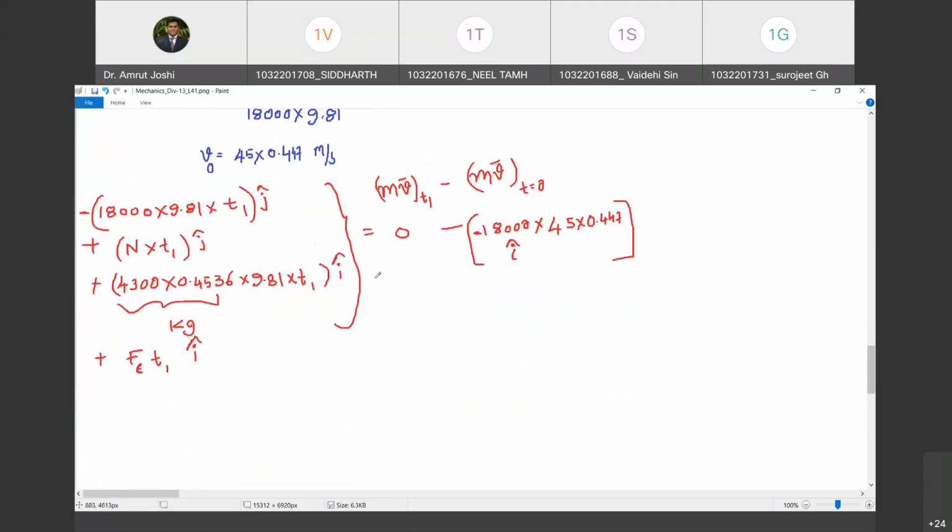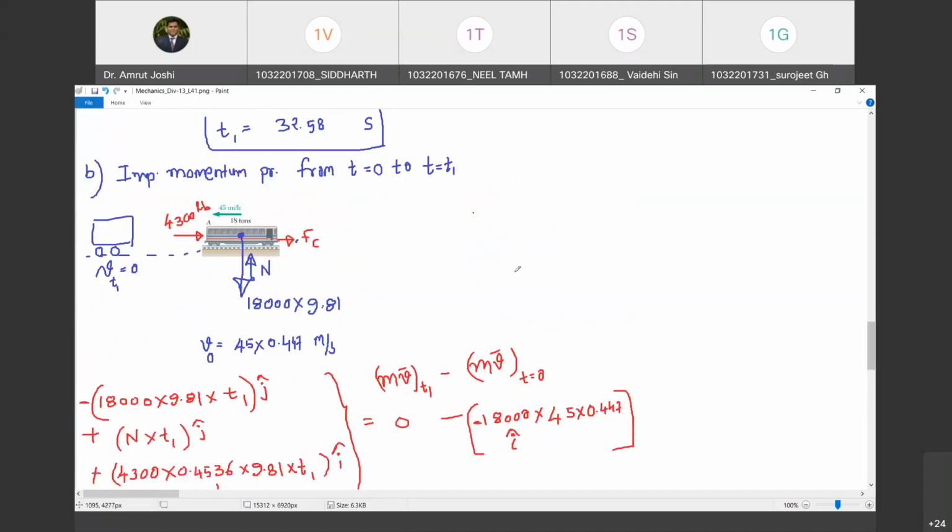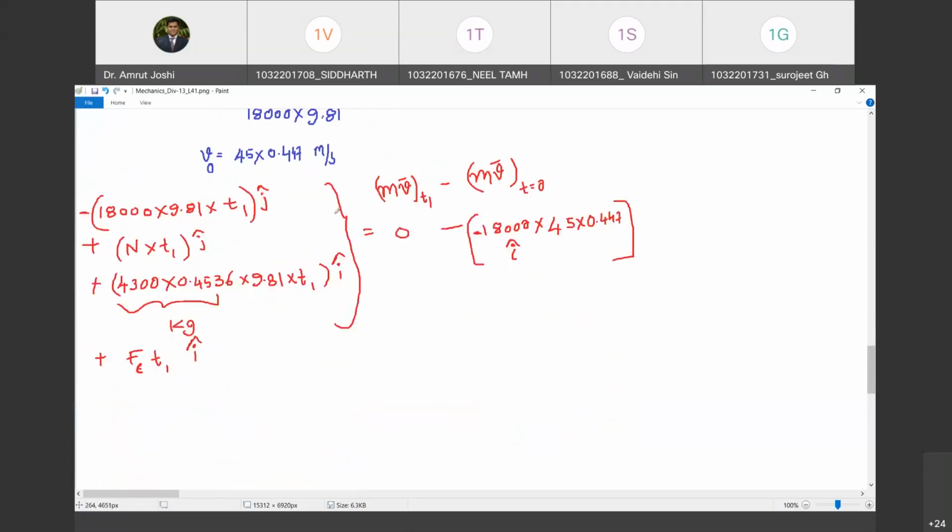Yes. On the right hand side, there is nothing of j cap, because the body is not moving in vertical direction, so it cannot have velocity in vertical direction. So momentum in vertical direction is 0. Do you agree with me? Yes, sir. So if I equate the coefficients of j cap, what do I get? I get a very obvious equation. N is equal to 18,000 multiplied by 9.81. This is nothing but the manifestation of equilibrium equation in y direction. Are you with me? Yes, sir. And now let us equate the coefficients of i cap. So what do I get here?